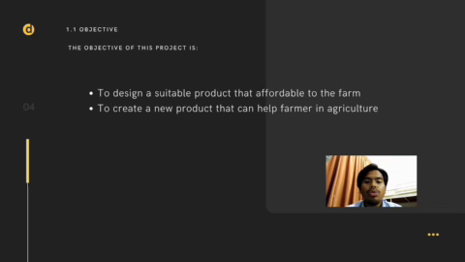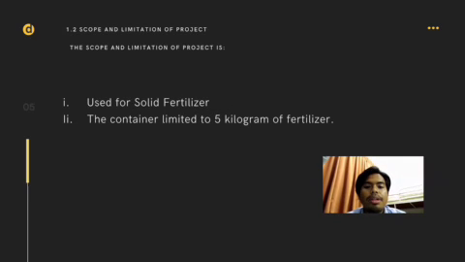Okay, today I want to explain about the objective. The objective of the project is to design a stable product that is affordable to the farmer, to create a new product that can help farmers in agriculture. Next, the scope and limitation of this project. First, use for solid fertilizer. Second, the container is limited to 5 kg of fertilizer.